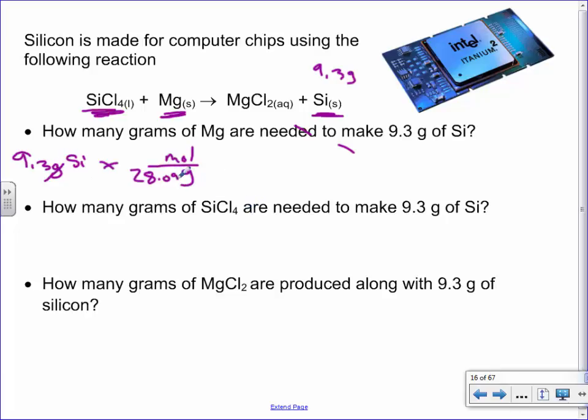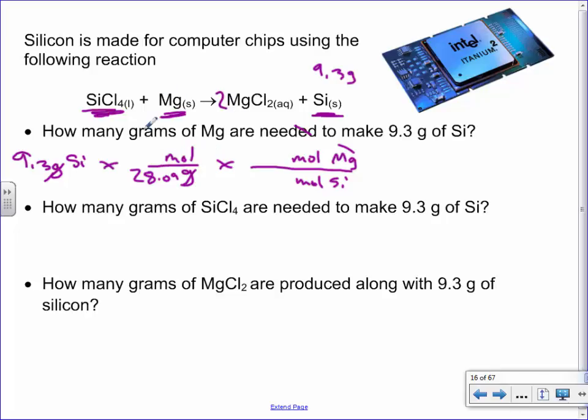Okay. At this point here, I've now canceled the grams number, and I'm into moles. Perfect. Well, I no longer want to work with moles of silicon. I'd rather know information about moles of magnesium. So in this next step, I need to know, what is the relationship between magnesium and silicon? And I didn't actually balance the equation yet, did I? So let's go balance it.